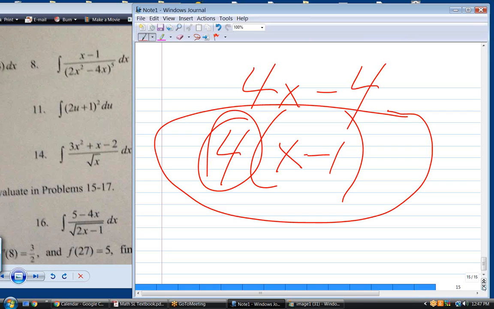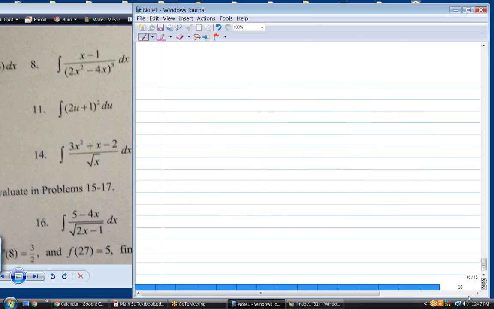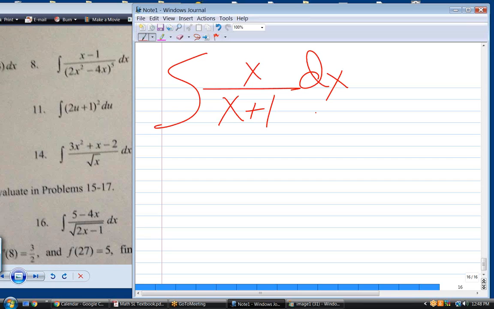Now, before we go on, there are 2 main types of U substitution. The one we've been doing today, and there's another one that's called change of variable. Notice this one here. Well, if I had an inside, it would be x plus 1, right? The derivative of that is 1.